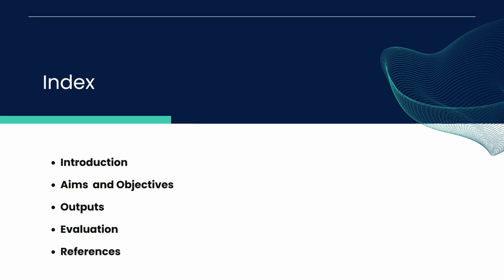This is the brief index of contents that I'll be covering today. The introduction, just to give a brief overview and a reminder of what was said in the previous proposal. The aims and objectives, to discuss what was achieved and the objectives that were completed. The outputs, to show what was obtained and the software implemented. In the evaluation, I'll be talking about the differences in the project implementation as compared to the proposal, and the references contain all the relevant information that was searched.